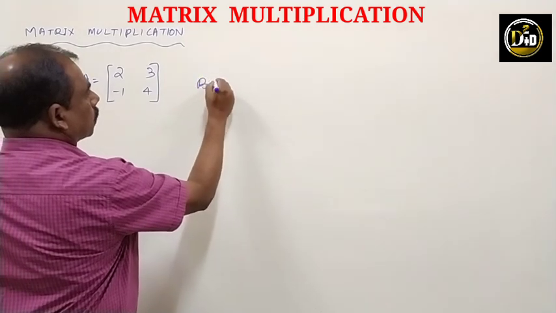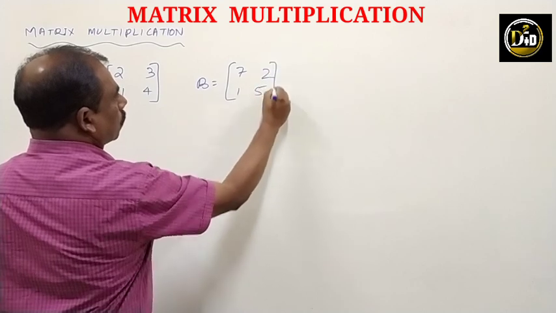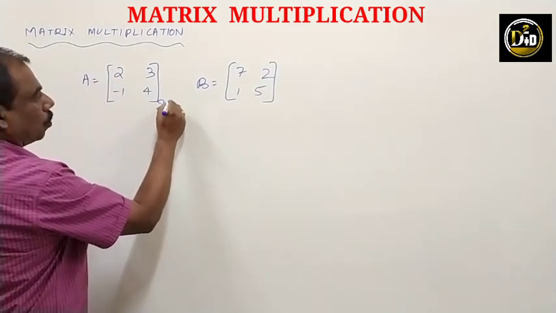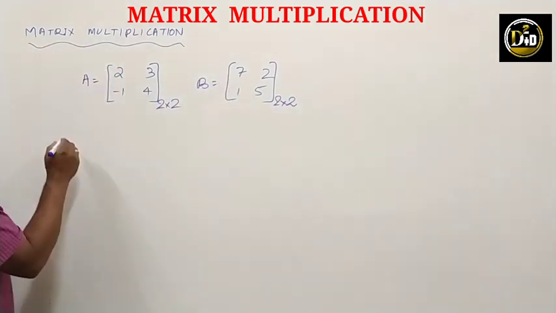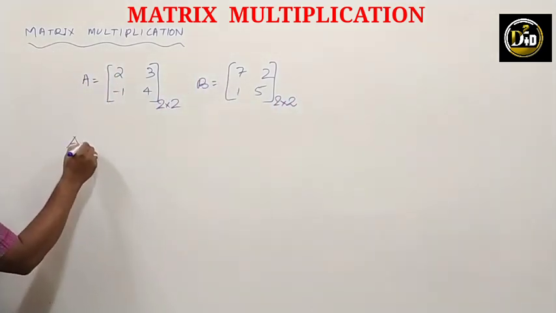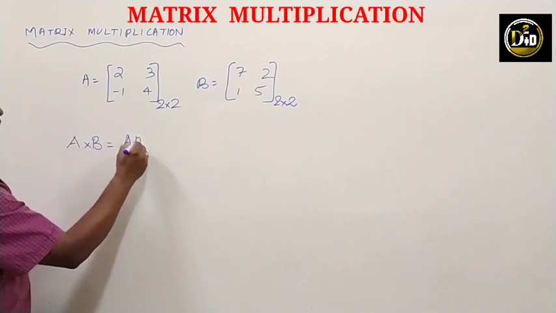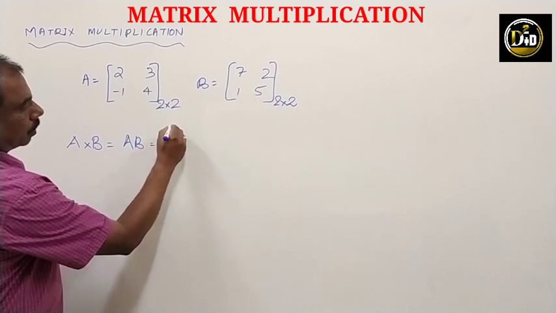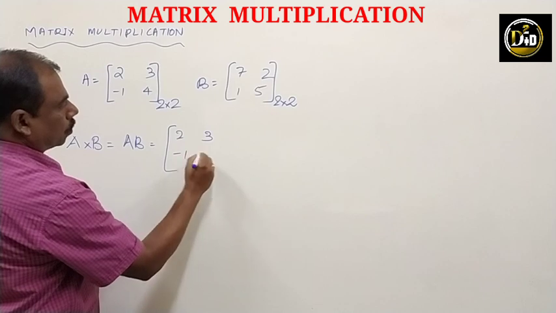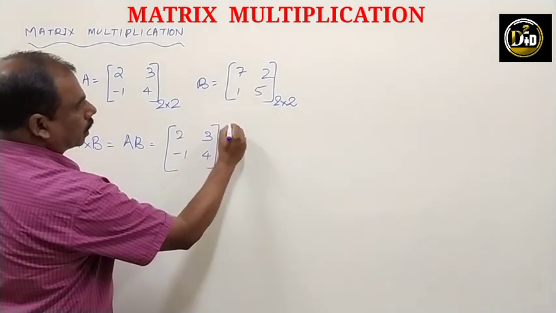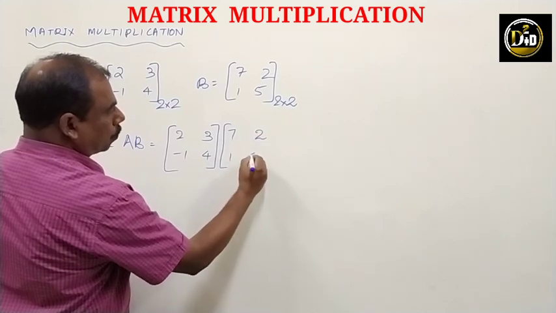In detail, when we take two separate cases, A equal to matrix 2, 3, minus 1, 4 and B equal to matrix 7, 2, 1, 5. We know that A is of order 2 by 2 and B is also of order 2 by 2. Now I need to multiply this A and B. We simply write it as A into B or AB, and that's defined as 2, 3, minus 1, 4 into the second matrix, that is 7, 2, 1, 5.